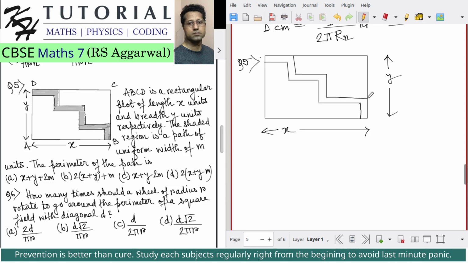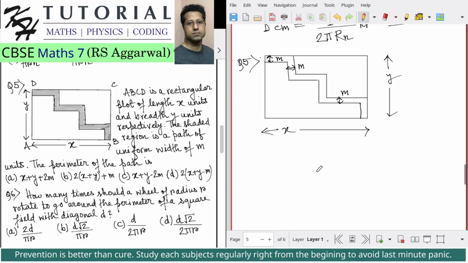So this is the path. The path is having uniform width, that is this distance is equal to m, also this distance is equal to m, also this distance. So the width is m. Okay, so what is the perimeter of the path?